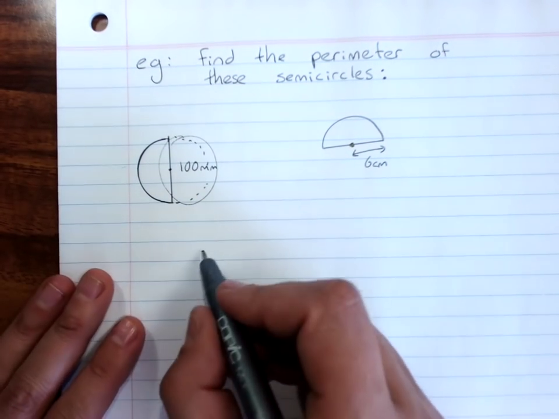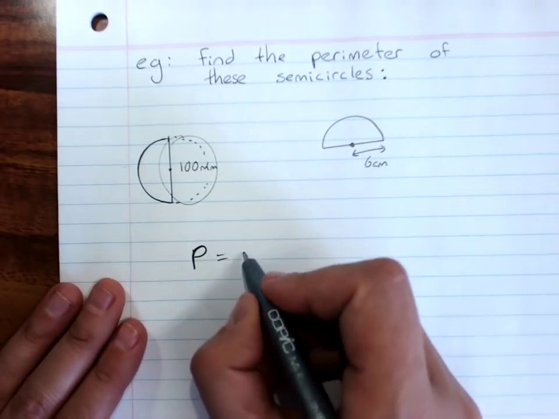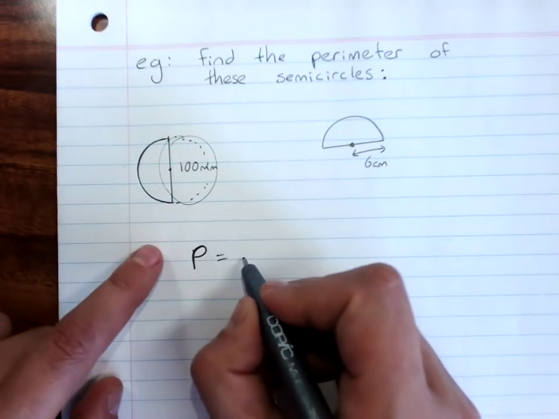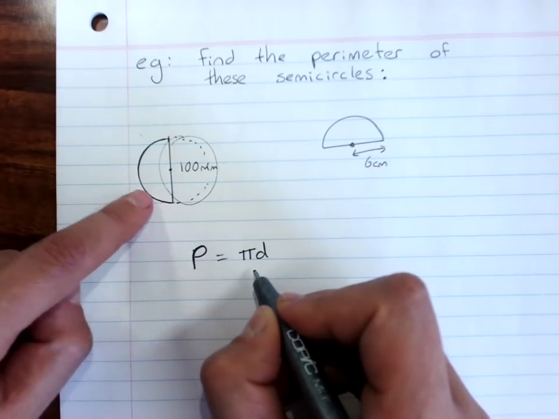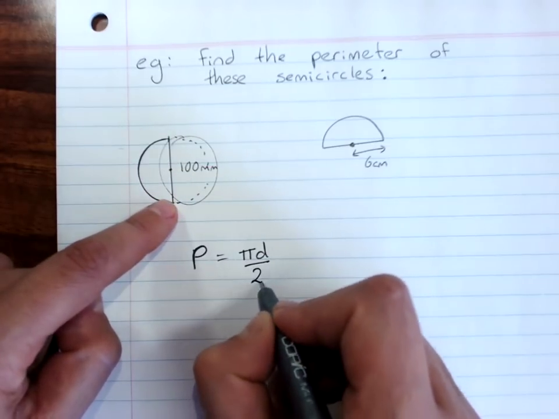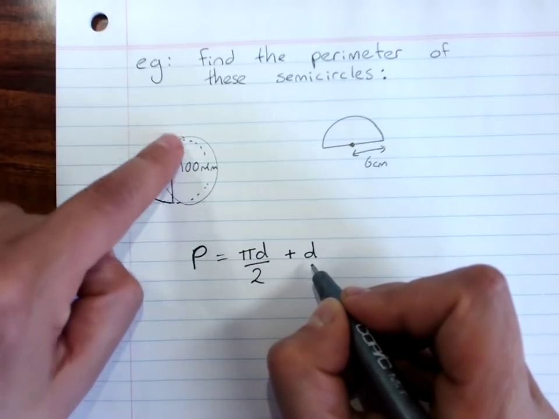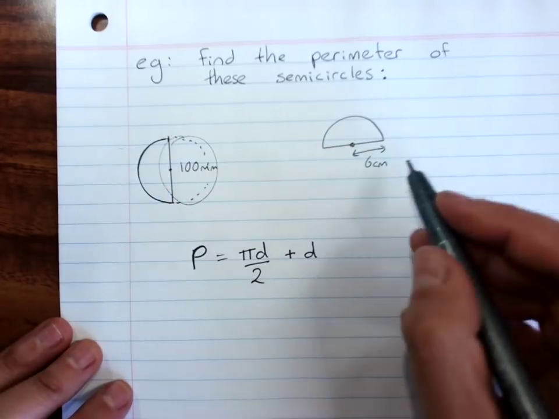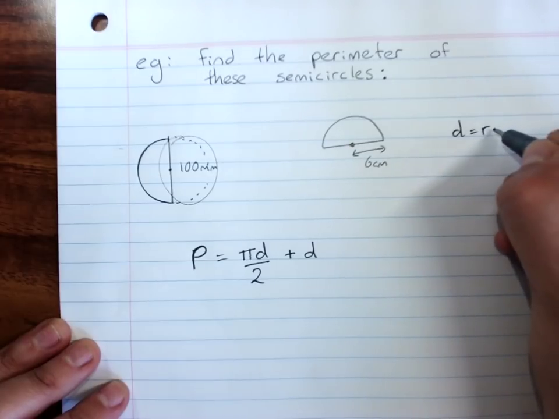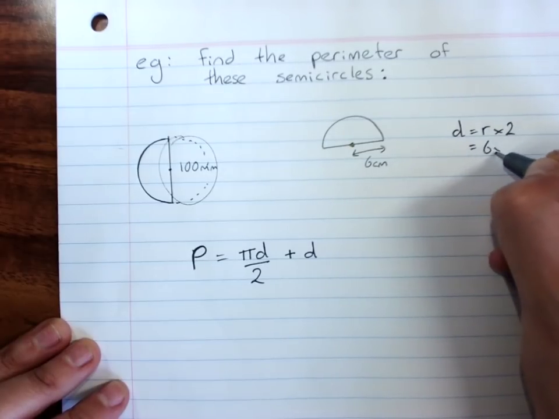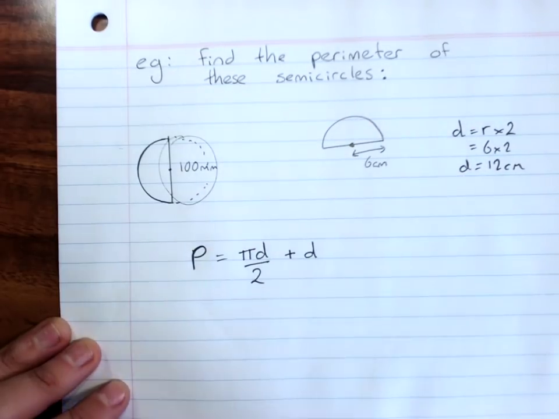So the perimeter of a semicircle will be pi times the diameter to get the circumference of the whole circle, but I only want the circumference of half the circle, so I'm going to divide by 2 and then add on one lot of the diameter, because that's part of the outside of the shape. If they've given me the radius, it's probably easier to use the diameter, which is the radius times 2, 6 times 2, so the diameter here is 12 centimeters all the way along there.